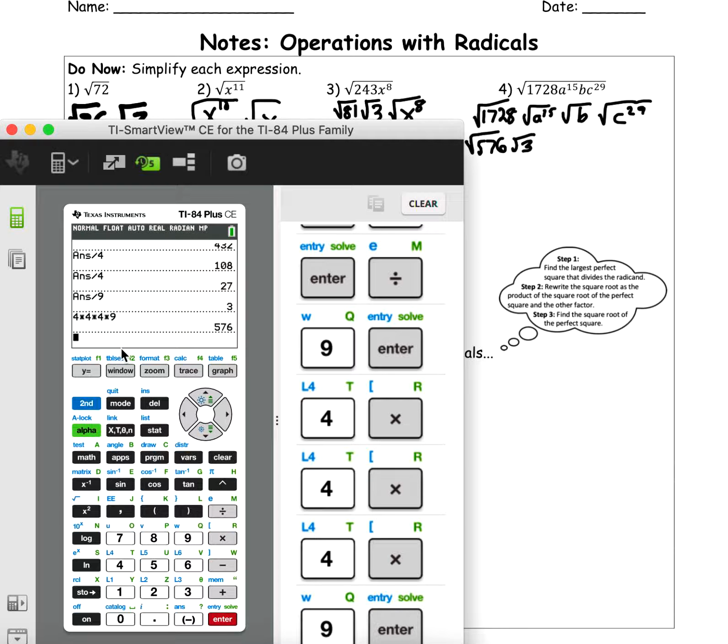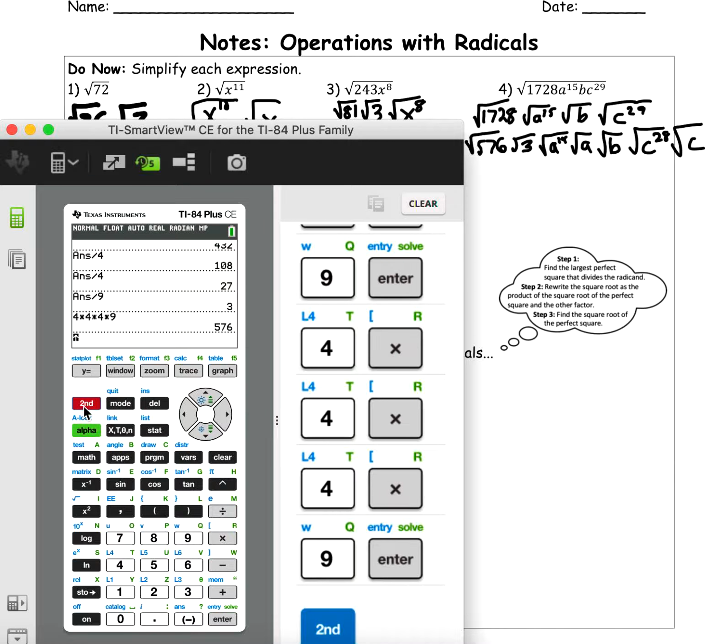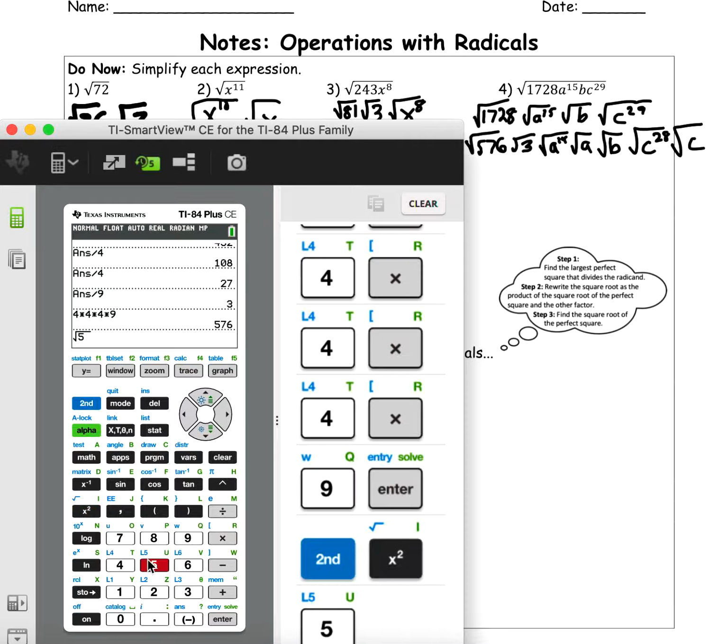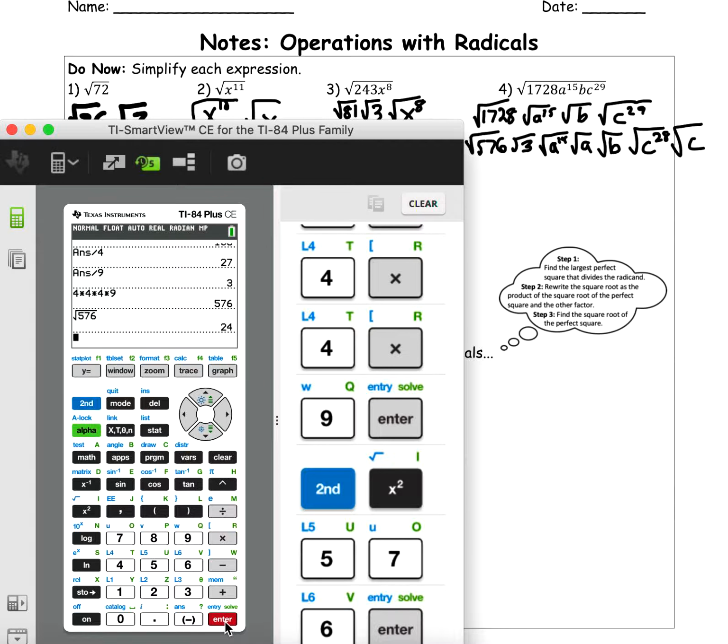Now for a to the 15th, the highest perfect square that goes into it will be a to the 14th, and we're left over with an a. B just stays square root of b. And c to the 29th would be radical c to the 28th times radical c. Now let's check what radical 576 is. In our calculator, radical 576 simplifies to 24. So it'll be 24, radical 3. Radical a to the 14th is a to the 7th, radical a, radical b, c to the 14th, radical c.